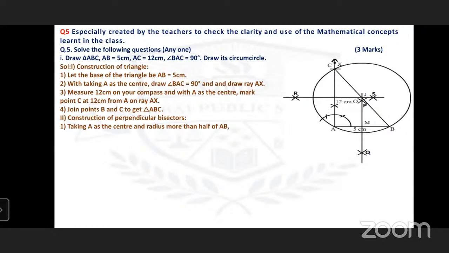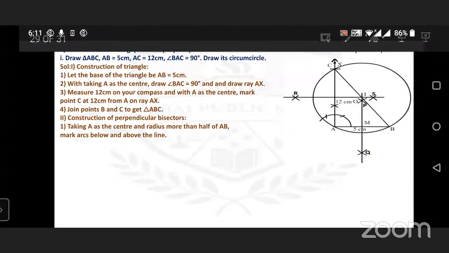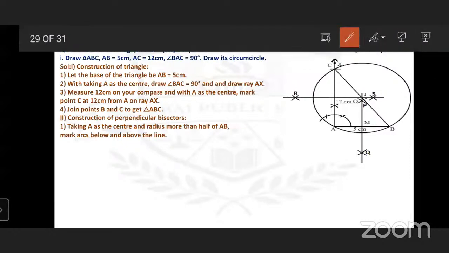AB का more than half लेके we draw the arc. Mark arc below and above the line. Okay, means here, below or above the line.